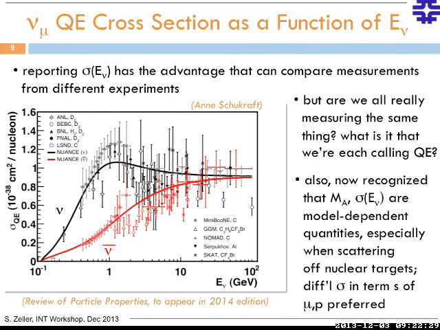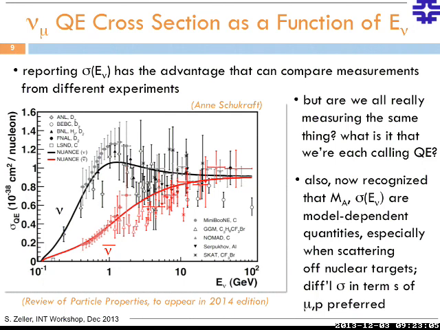In addition, it's also recognized that while historically a lot of the focus was on measuring things like the axial mass appearing in the axial vector form factor, or measuring this cross-section as a function of the inferred neutrino energy, we now realize that these are very model-dependent quantities, especially when you're scattering off nuclear targets, as we are in the modern era. So now the preference has swung towards trying to get back to basics in terms of understanding the nuclear effects involved in these interactions, and to start reporting differential cross-sections in terms of things we actually physically observe in the experiment. For example, measuring cross-sections in terms of the final state muon and proton in these interactions.